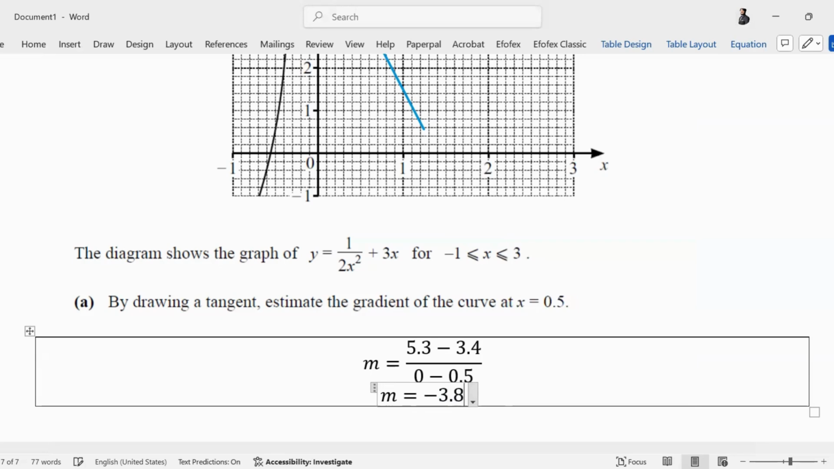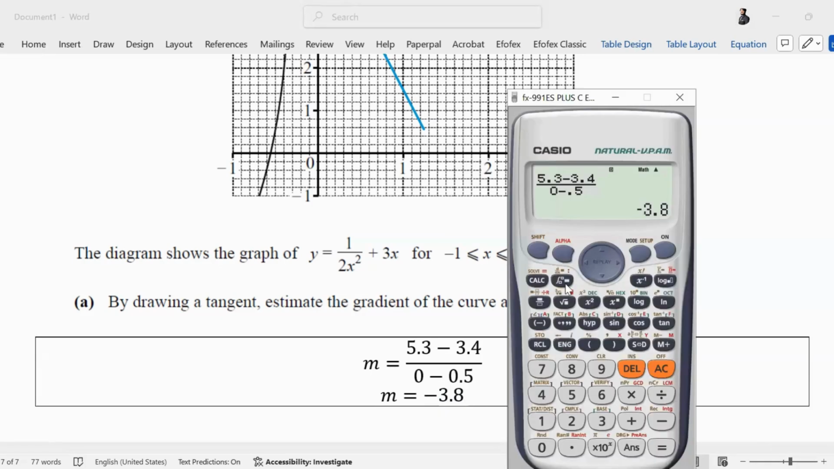You can obviously verify it with your calculator if you have this calculator. How to do that? You press shift and you get d over dx. You write the entire equation in this one, 1 over 2 alpha x squared plus 3 alpha x. Once you have the entire equation, at which point do you want to find the gradient? At x equals 0.5. This will give you a value of minus 3.5. The value is very close. Do not worry about it. Do not freak out. Minus 3.8 is a good enough value.